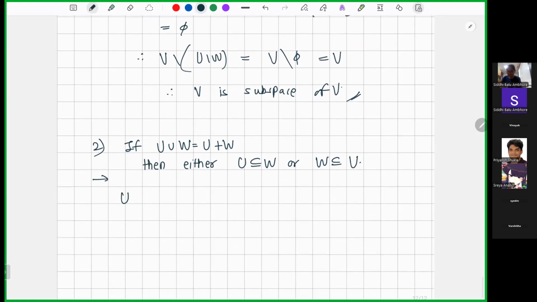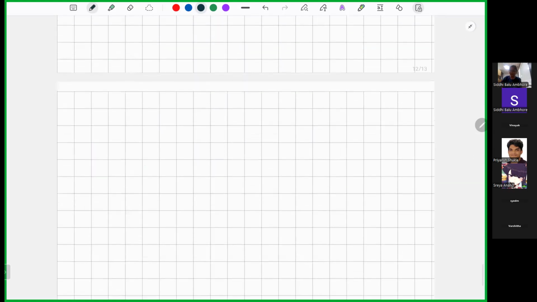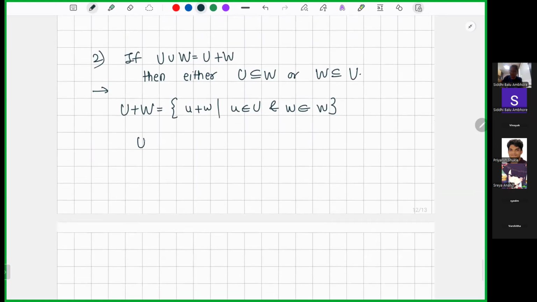So understand that when we write this, it is the sum of two vector subspaces. And this is all those u plus w such that u in U and w in W, and we have seen that this is a subspace. This is how it is defined, and this is a subspace of V. So when we start with two subspaces U and W of V, and take the addition defined like this, then it is a subspace of V.